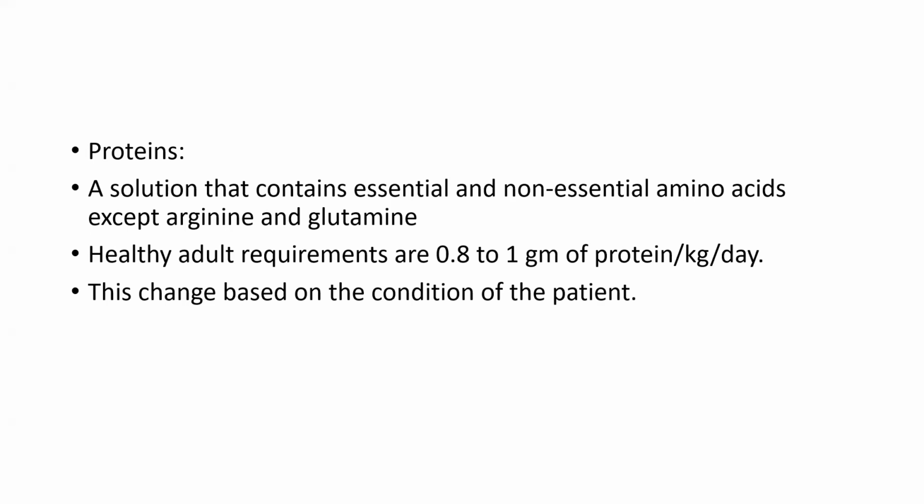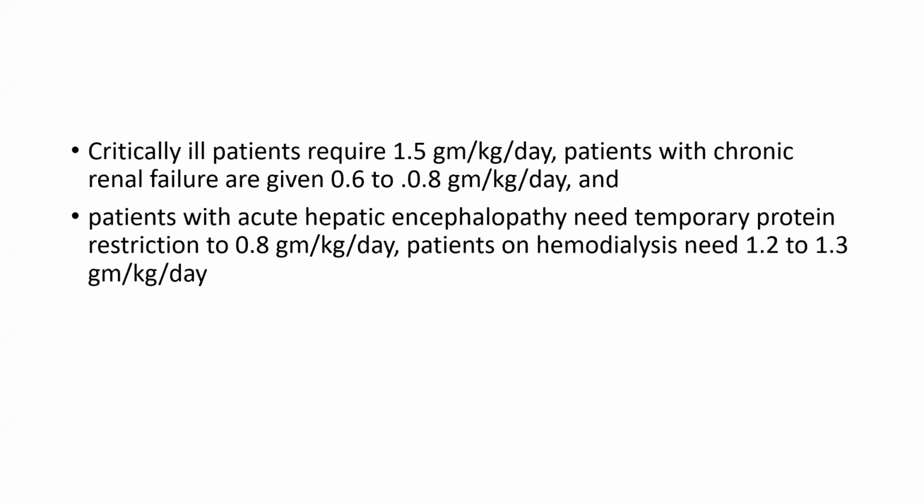This changes based on the condition of the patient. A critically ill patient requires 1.5 grams per kg per day, and patients with chronic renal failure are given 0.6 to 0.8 gram per kg per day. Patients with acute hepatic encephalopathy need temporary protein restriction to 0.8 gram per kg per day, and patients on hemodialysis need 1.2 to 1.3 grams per kg per day.